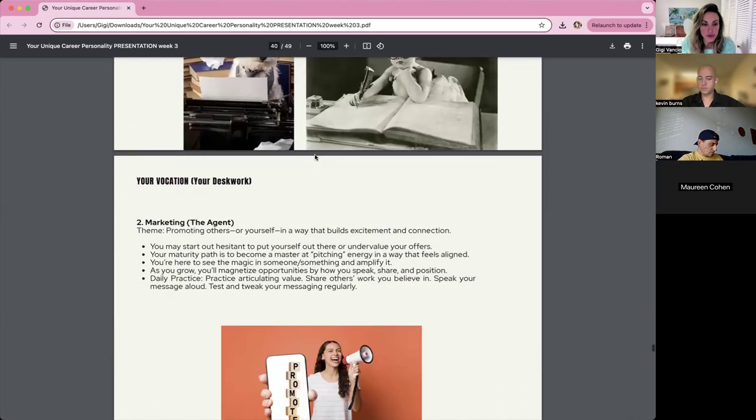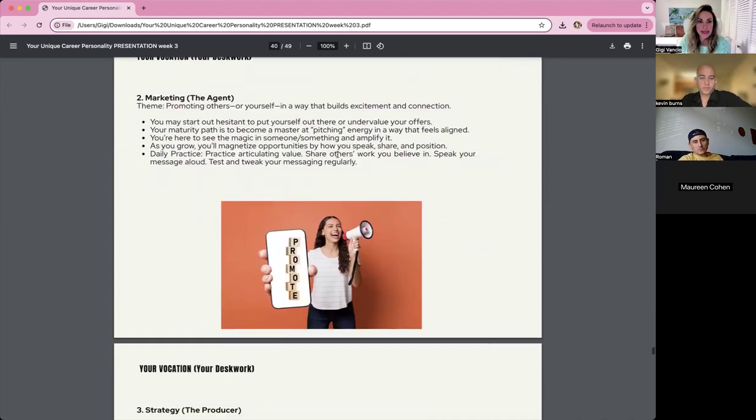And then line 2 is marketing, the agent. So promoting other people in a way that is exciting and creates connection. These people can start out hesitant to put themselves out there and undervalue their offers. So remember, it's like maturing. We're maturing into this. Your maturity path is to become a master at pitching energy in a way that feels aligned.